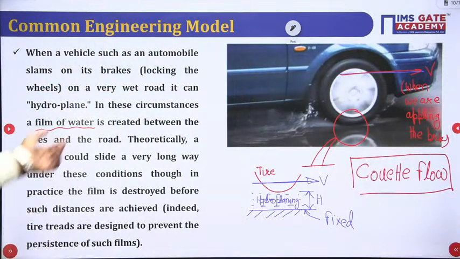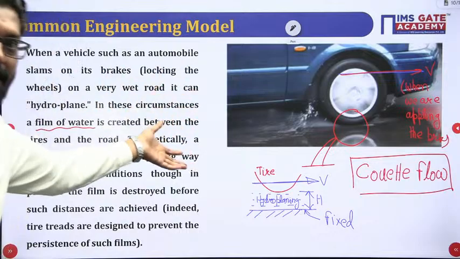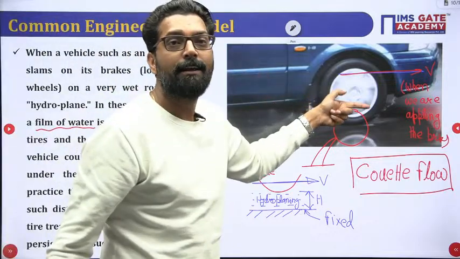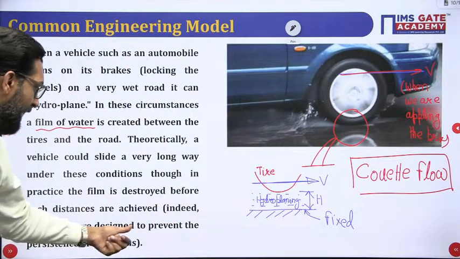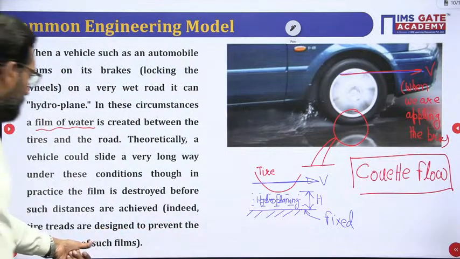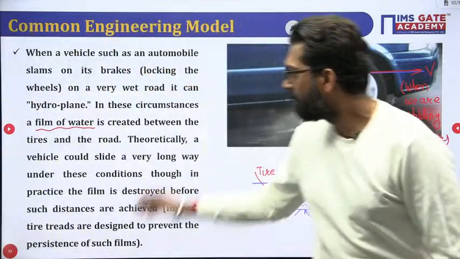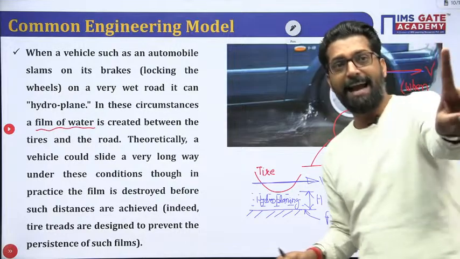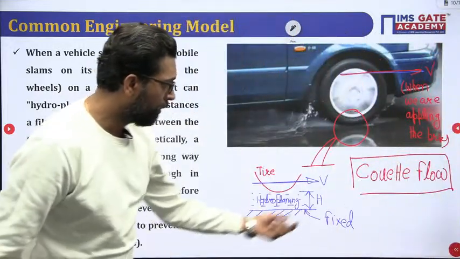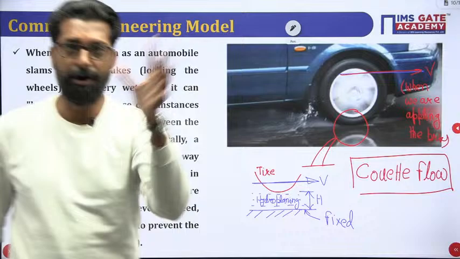This is a very common model in engineering practice while you have to design the races. That means tires are designed to prevent this skid. To prevent this skid, you have to design the tire. So while you have to design the tire, you must follow the Couette flow model.